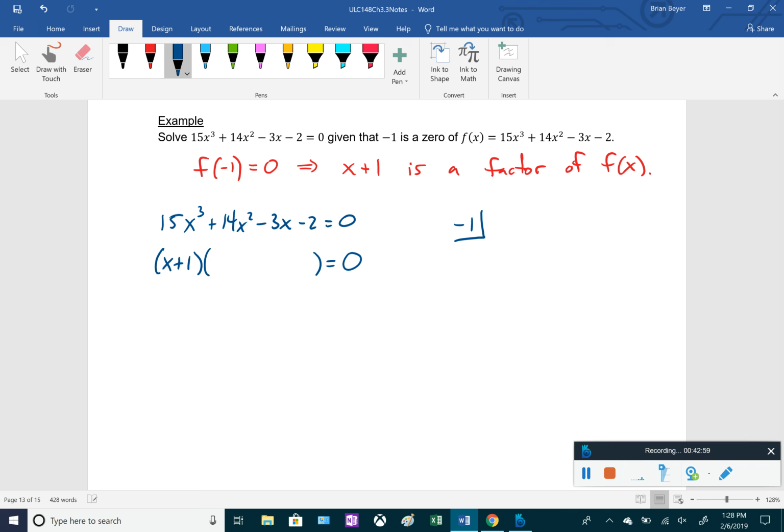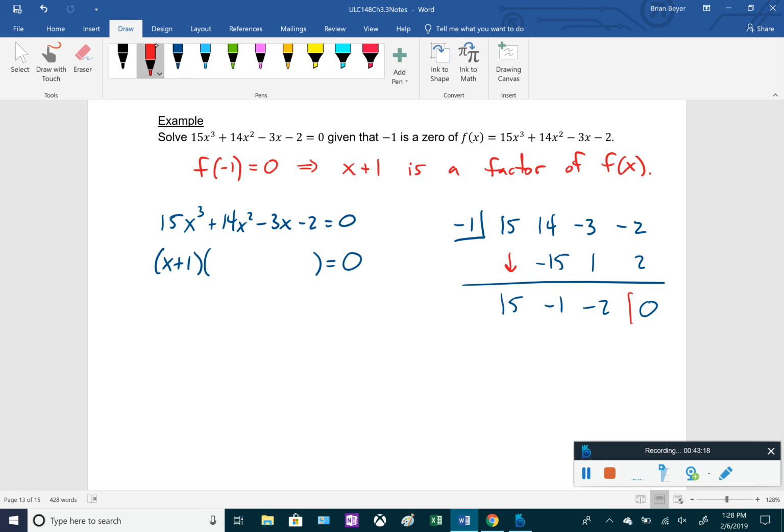So we're going to use that negative 1, that's our c value. We're going to write down the coefficients of the dividend, 15, 14, negative 3, negative 2. Bring down that 15, multiply, add, multiply, add, multiply, add. Make sure that you always get a remainder of 0 for these questions based on the remainder theorem. So those are the coefficients of our quotient. That's going to be 15x squared minus x minus 2. Both of these examples had a quadratic as our quotient because they were originally degree 3.